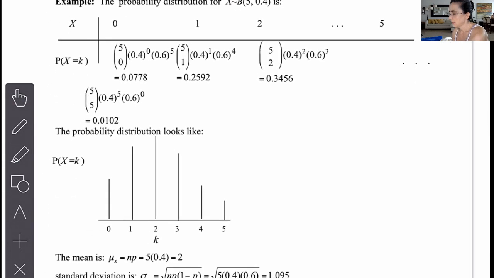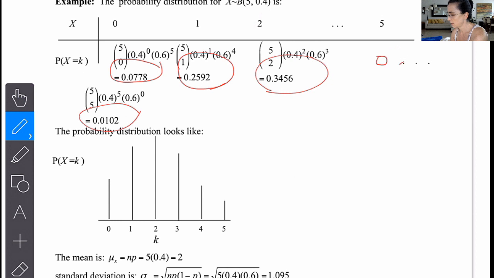Let's say x is distributed binomial with an n of 5 and a p of 0.4. And you could derive each of the values in the probability distribution of that. So this would be for 0, this would be for x equals 1, this is for x equals 2, all the way till x equals 5. And the values here, I'll just substitute it here, 0.0102.